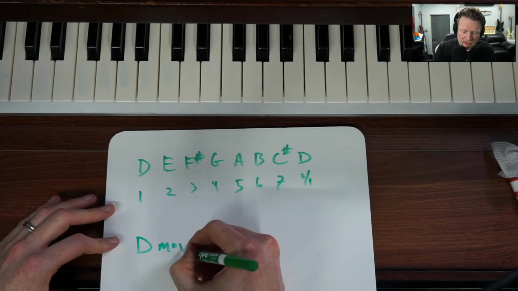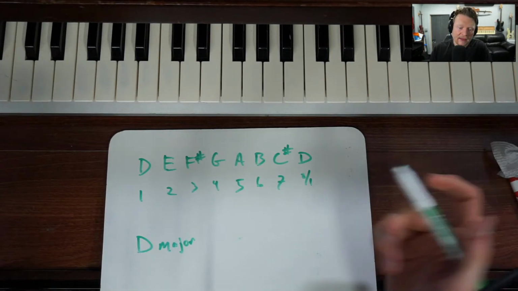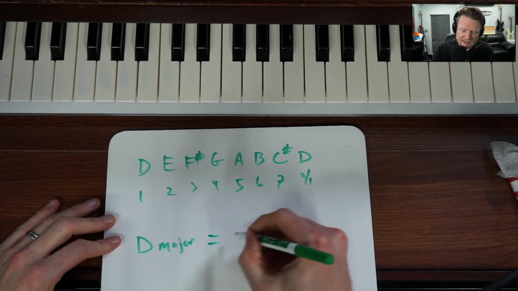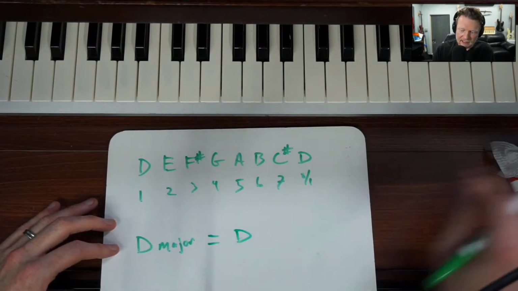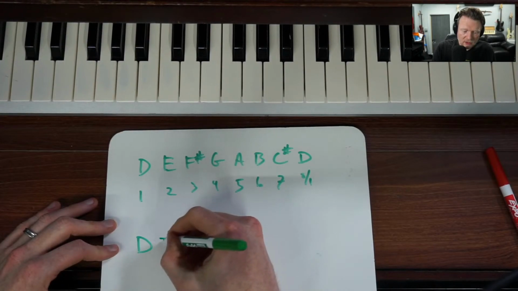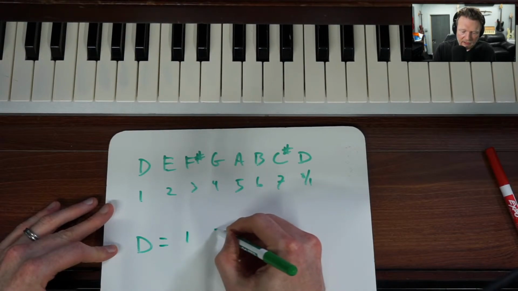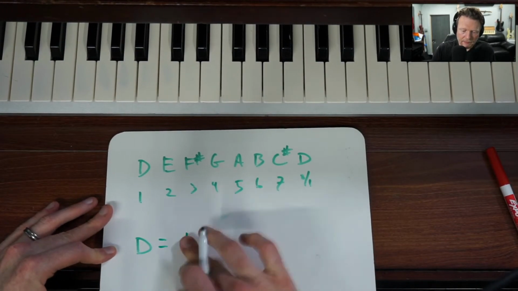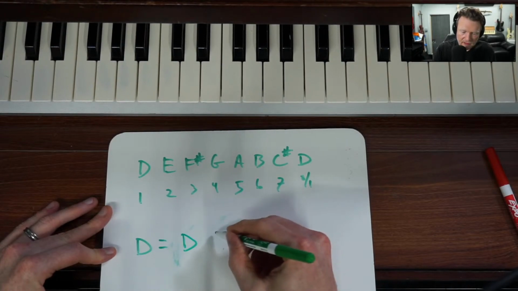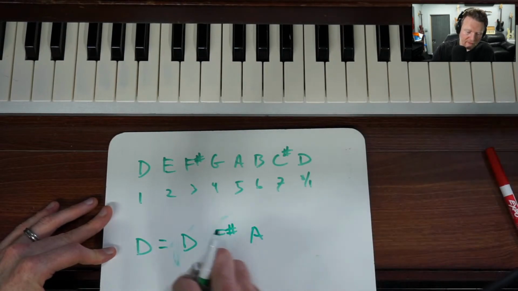Writing out major is redundant, so they basically said you don't have to write out major every time, just write out the letter name. Just seeing the letter name and seeing D major is the same thing. So a D chord, a D major chord, is going to be the 1, 3, and 5, which are D, F sharp, and A. Very simple right there.